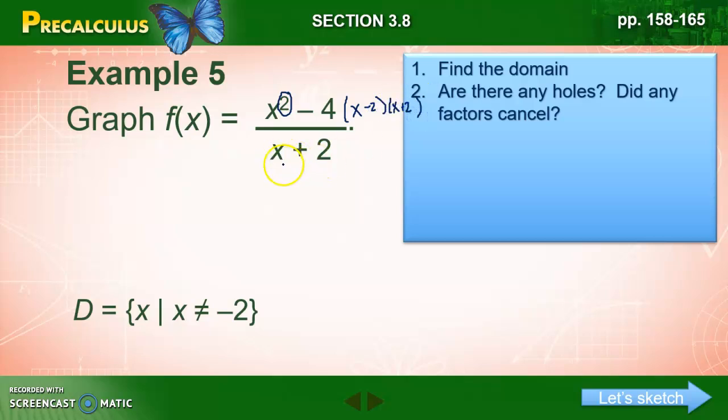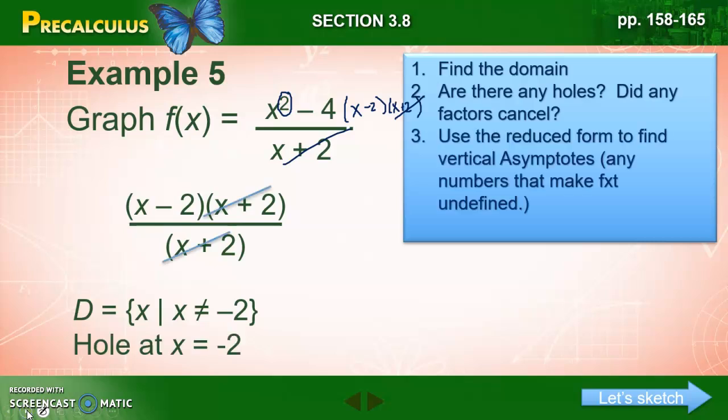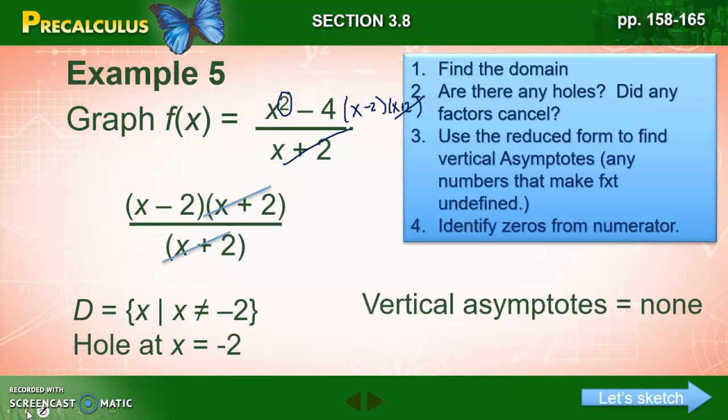So we do have a factor that's going to cancel. That tells us that there is a hole at x equals negative 2. Not an asymptote, but a hole, because we had a factor cancel on the top and on the bottom. Vertical asymptotes, there are none. We don't have anything else on the bottom that would cause our function to be undefined. So no vertical asymptotes.